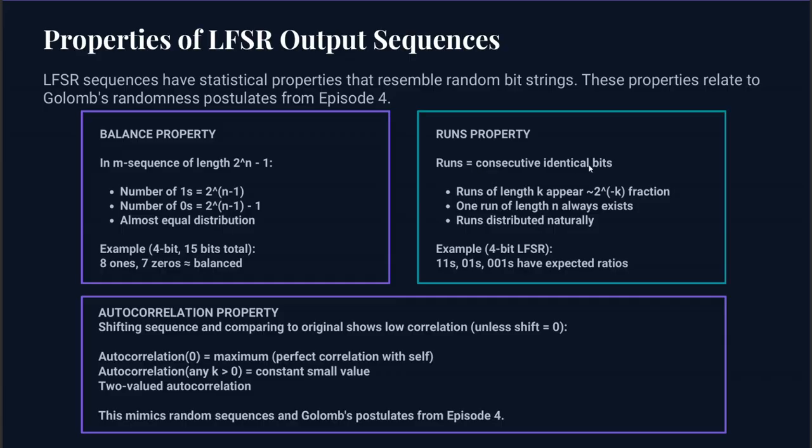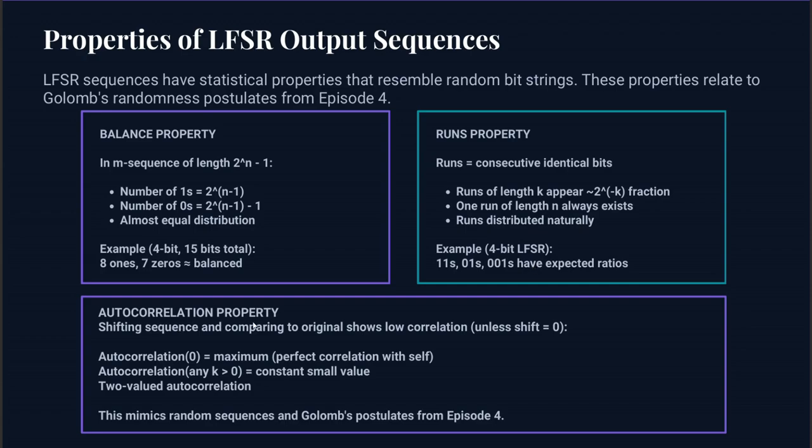The second property is the run property. A run means a sequence of consecutive identical bits. Examples include 1 1 1 or 0 0 0. Short runs occur more frequently than long runs. This resembles the behavior of a true random sequence.